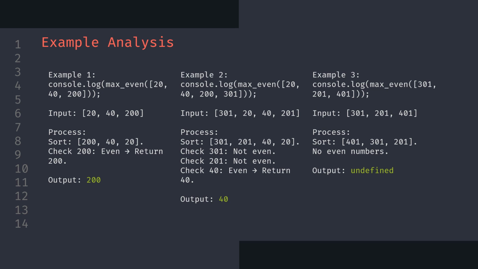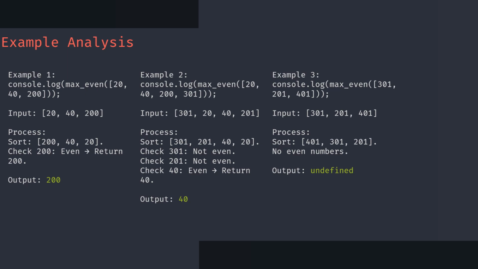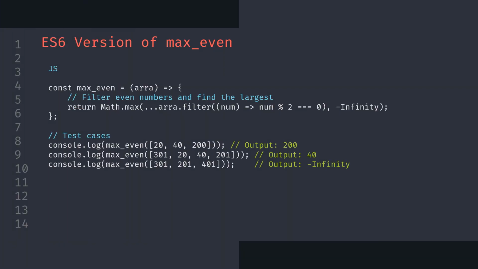In these examples, the program correctly identifies the largest even number or returns undefined if no even numbers exist. The ES6 version uses filter to extract even numbers from the array and Math.max to find the largest among them. It is concise and expressive.